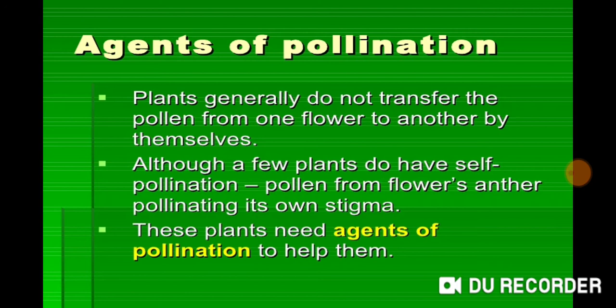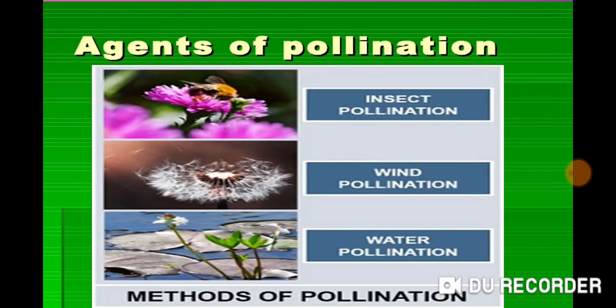Plants do not transfer pollen from one to another by themselves. So they need a certain agent or they need help. The first agent may include insect pollination, wind pollination, and water pollination. These are basically the methods of pollination.